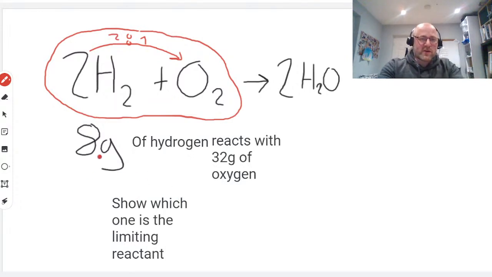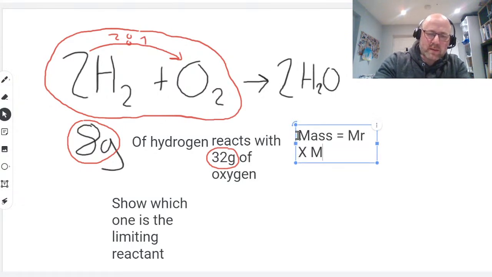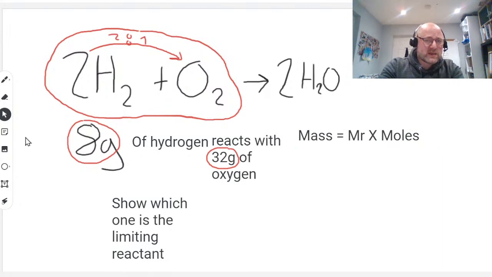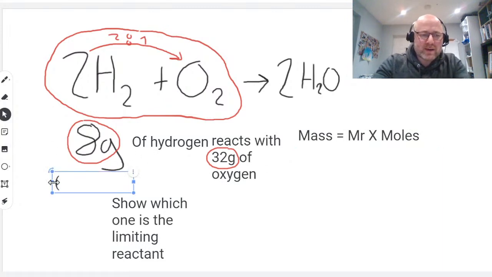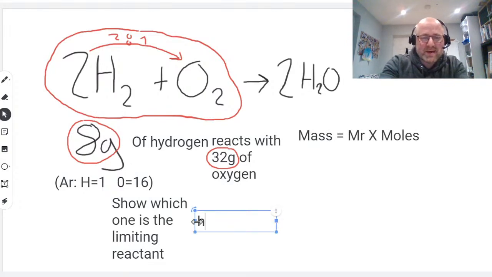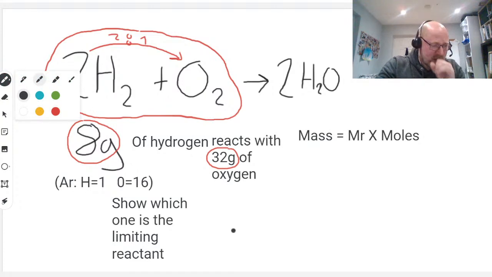So what I need to do is, I've been given the grams. For those of you that are completely baffled by limiting reactants, you can pick up a lot of marks from just knowing mass equals Mr times moles. All you need to do here is try and calculate the moles of each of these. They normally give you the Ar, so of hydrogen is 1 and of O equals 16. But then we've got to be aware that they're diatomic molecules. They come in twos. So you've got to be aware that hydrogen has a mass of 2. So see if you can work this out. What are the moles of each?